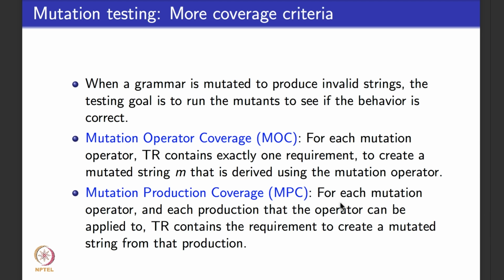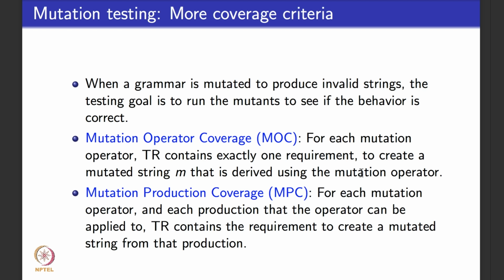Another kind of coverage criteria over mutation testing are mutation operator coverage and mutation production coverage. When a grammar is mutated to produce invalid strings, like we do for mutating inputs, the testing goal is to run the mutants to see if the behavior is correct. Mutation operator coverage, abbreviated as MOC, says for each mutation operator, TR contains exactly one requirement: to create a mutated string M that is derived using that particular operator.